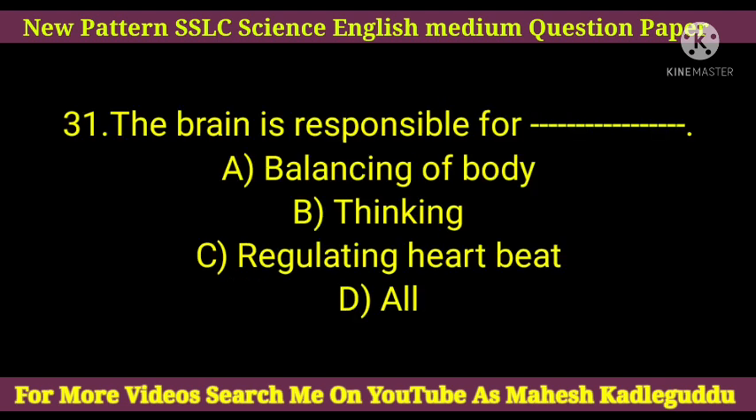31st question. The brain is responsible for balancing of body, thinking, regulating heartbeat, and last option is all. The brain is responsible for all. All is the right answer. The brain is responsible for all these activities.